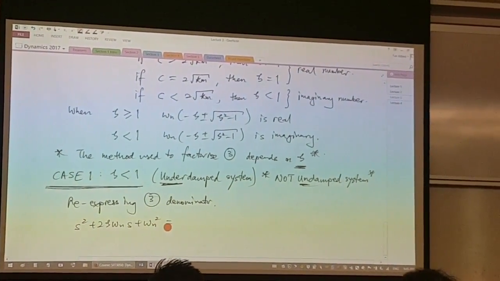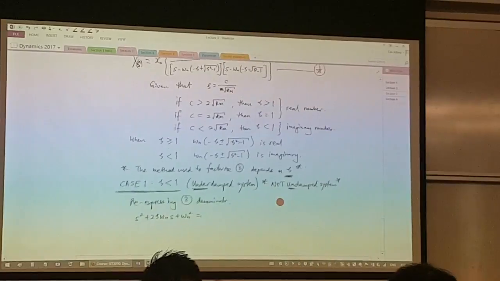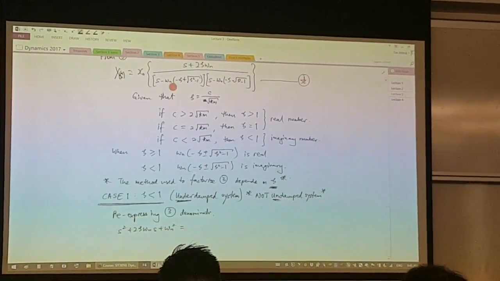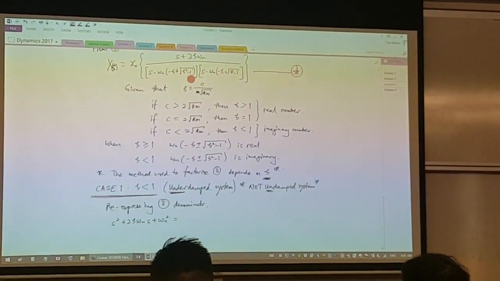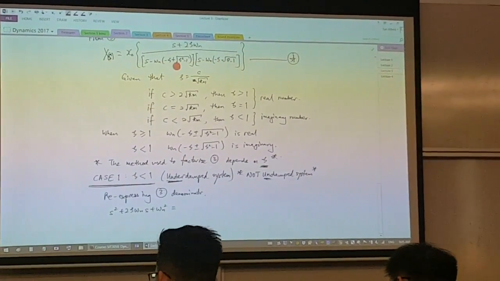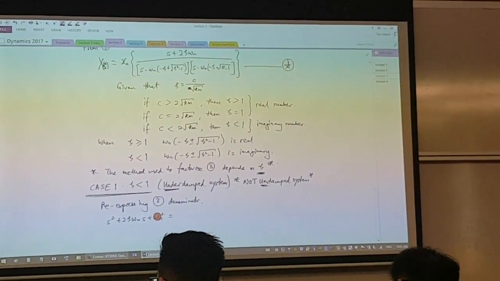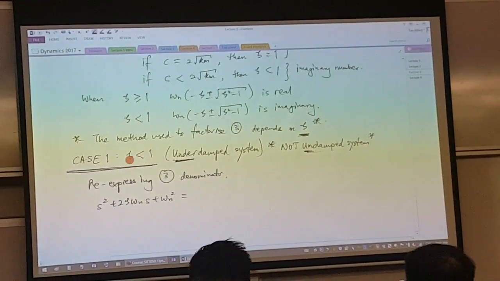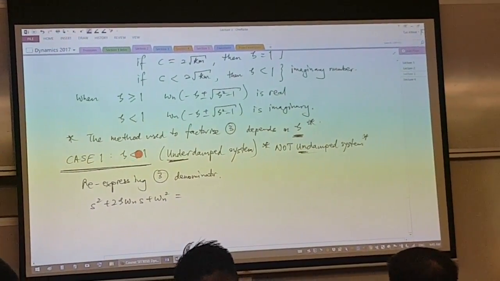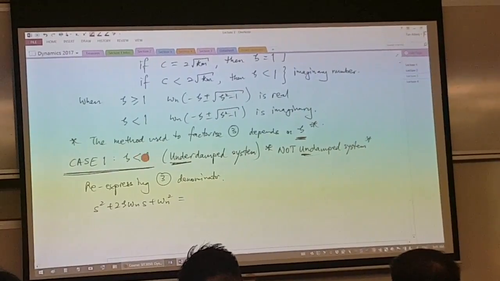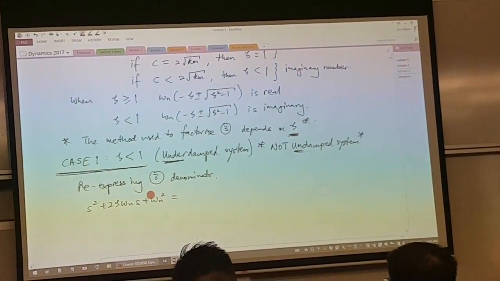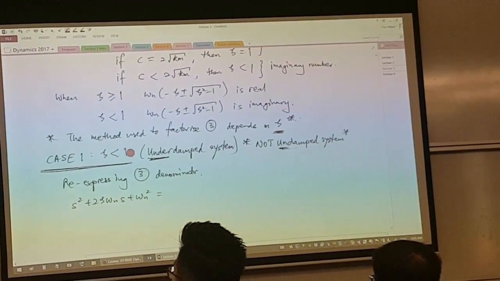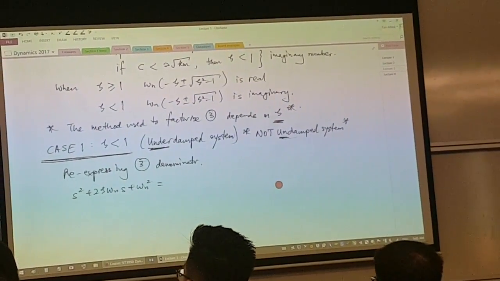If we were to re-express this, I know previously I've already done that factorization job, so later on I'll make use of that. But there's another way to factorize. And the way to factorize depends on if zeta is greater than 1, less than 1, or equal to 1. So this is a case where zeta is less than 1. How do we factorize this?